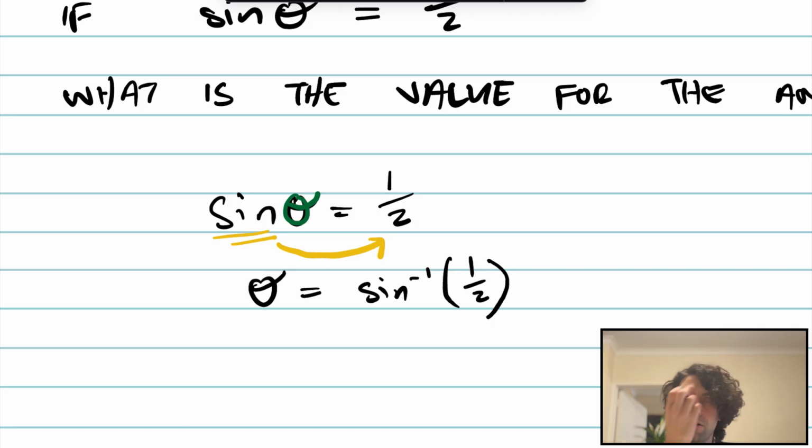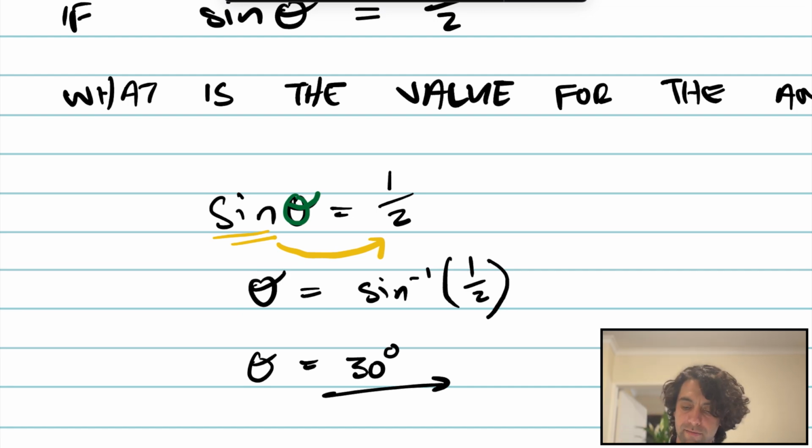And we type that in our calculator now. So you want to press shift, you want to press sine, so you get the sine -1. In your brackets now, you're going to put a half, and then make sure to close your bracket again. And what we find is that theta is equal to 30 degrees. That is our answer for theta.